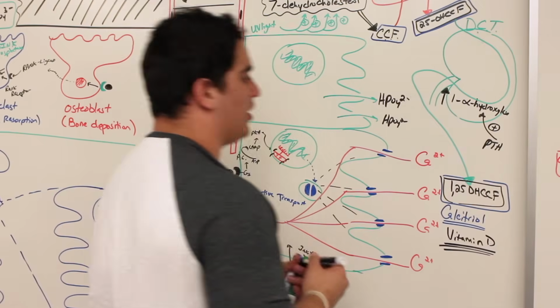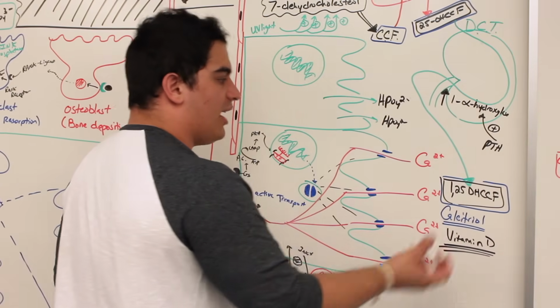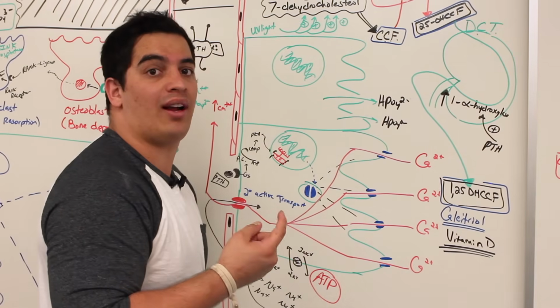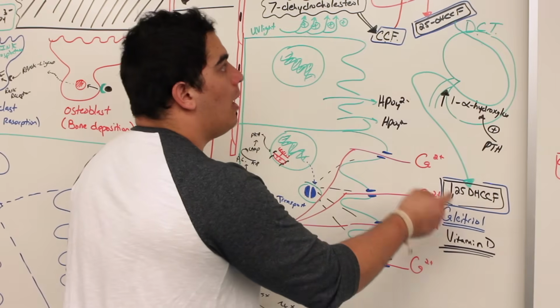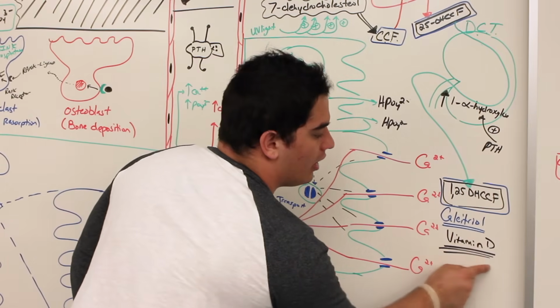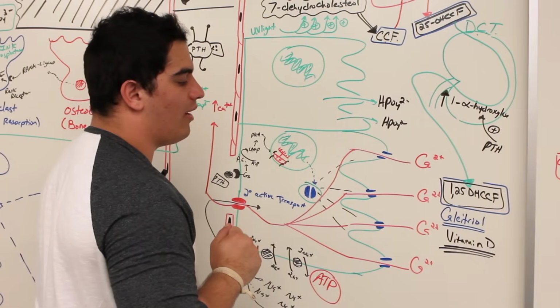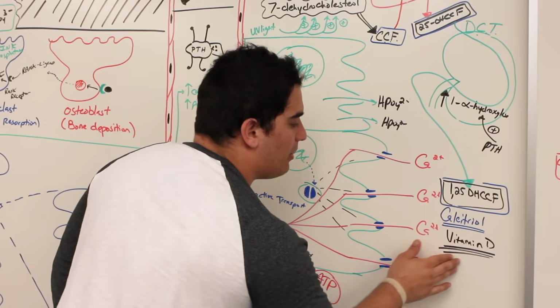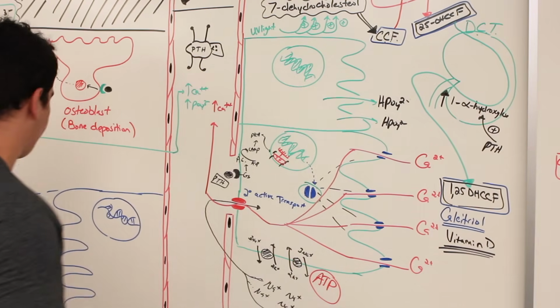Why am I mentioning all this? Because PTH is going to help us to get more calcium into the body. He just can't do it directly. He's going to do it indirectly. How? By turning this inactive precursor of vitamin D into the active molecule of vitamin D. Now what is vitamin D going to do? Let's follow him over here.